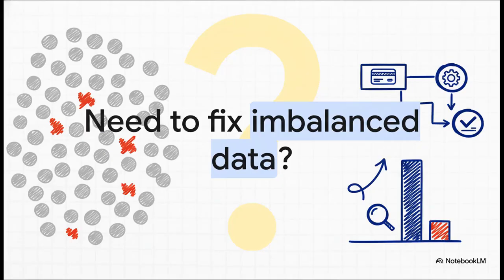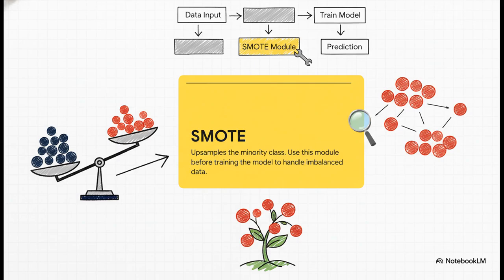Okay, so here's a classic problem. What do you do when you're trying to predict something that almost never happens? Think about credit card fraud, or maybe a specific type of machine failure. Most of your data is going to be normal, and that can make your model really biased. The answer is this amazing little module called Smote. Now, don't worry about the full name. Here's the magic behind it. It looks at your rare examples and creates new, synthetic ones that are super similar. It intelligently balances your data set so the model can actually learn what to look for. And you just drop it in your pipeline right before training.